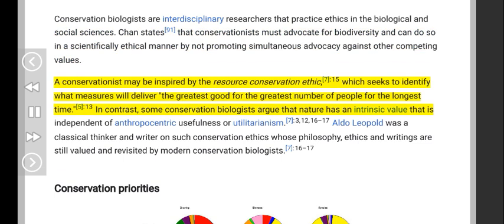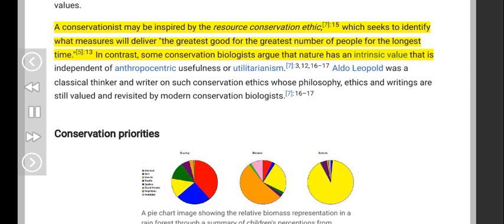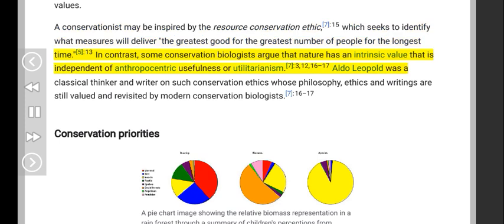A conservationist may be inspired by the resource conservation ethic, which seeks to identify what measures will deliver the greatest good for the greatest number of people for the longest time. In contrast, some conservation biologists argue that nature has an intrinsic value that is independent of anthropocentric usefulness or utilitarianism. Although Leopold was a classical thinker and writer on such conservation ethics whose philosophy, ethics and writings are still valued and revisited by modern conservation biologists.